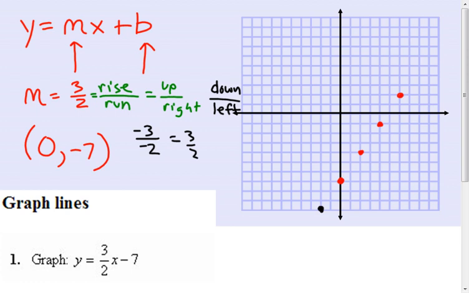So connecting all those dots, putting an arrow on both sides, we have now graphed a line.